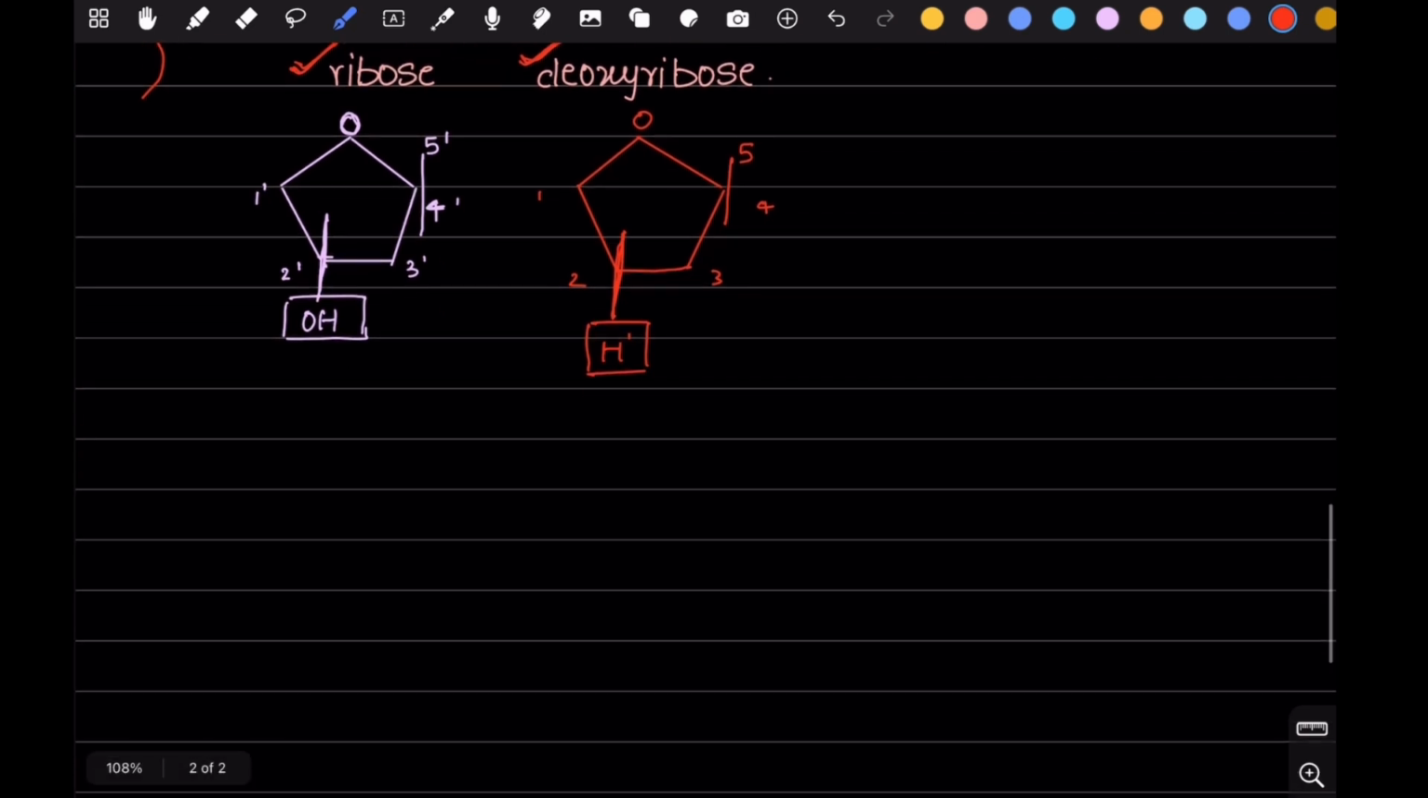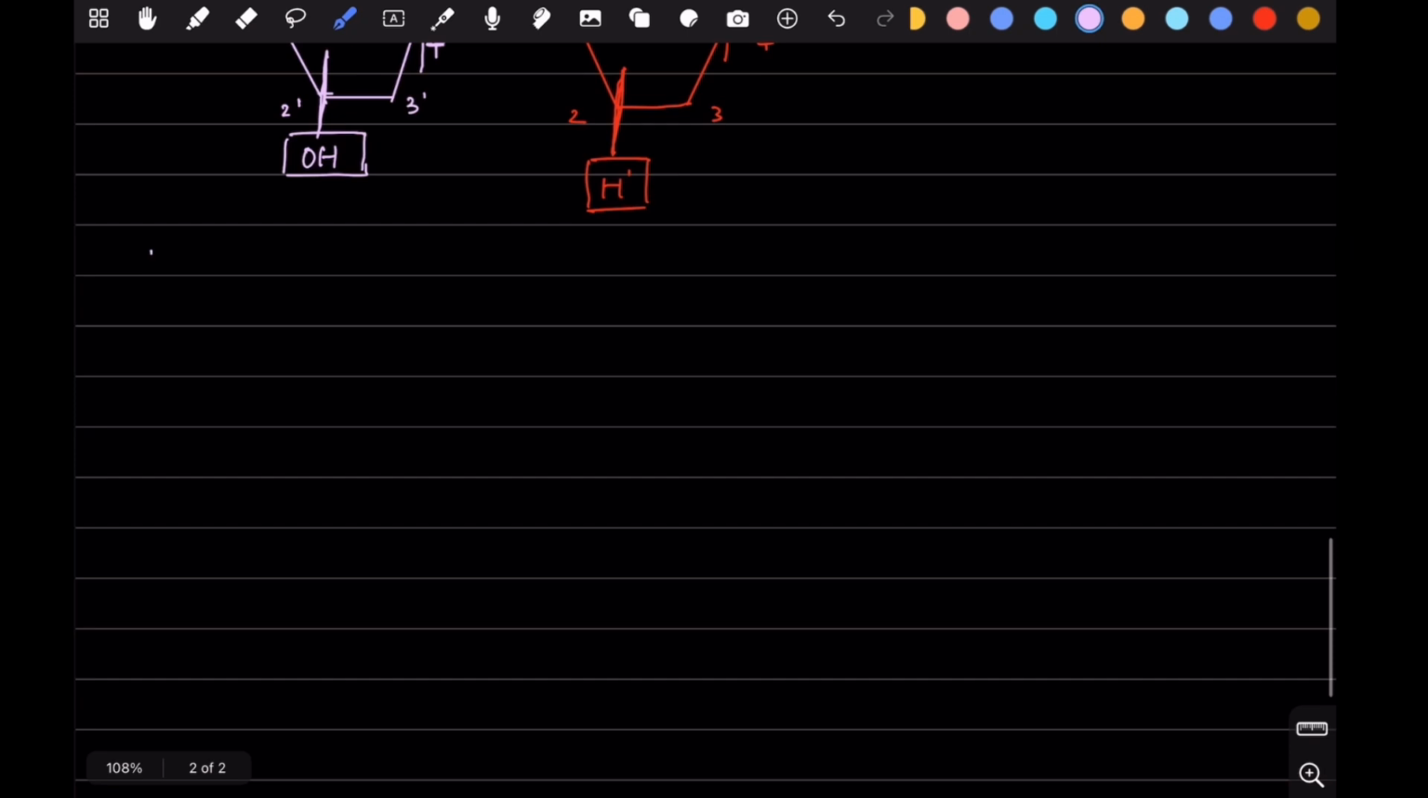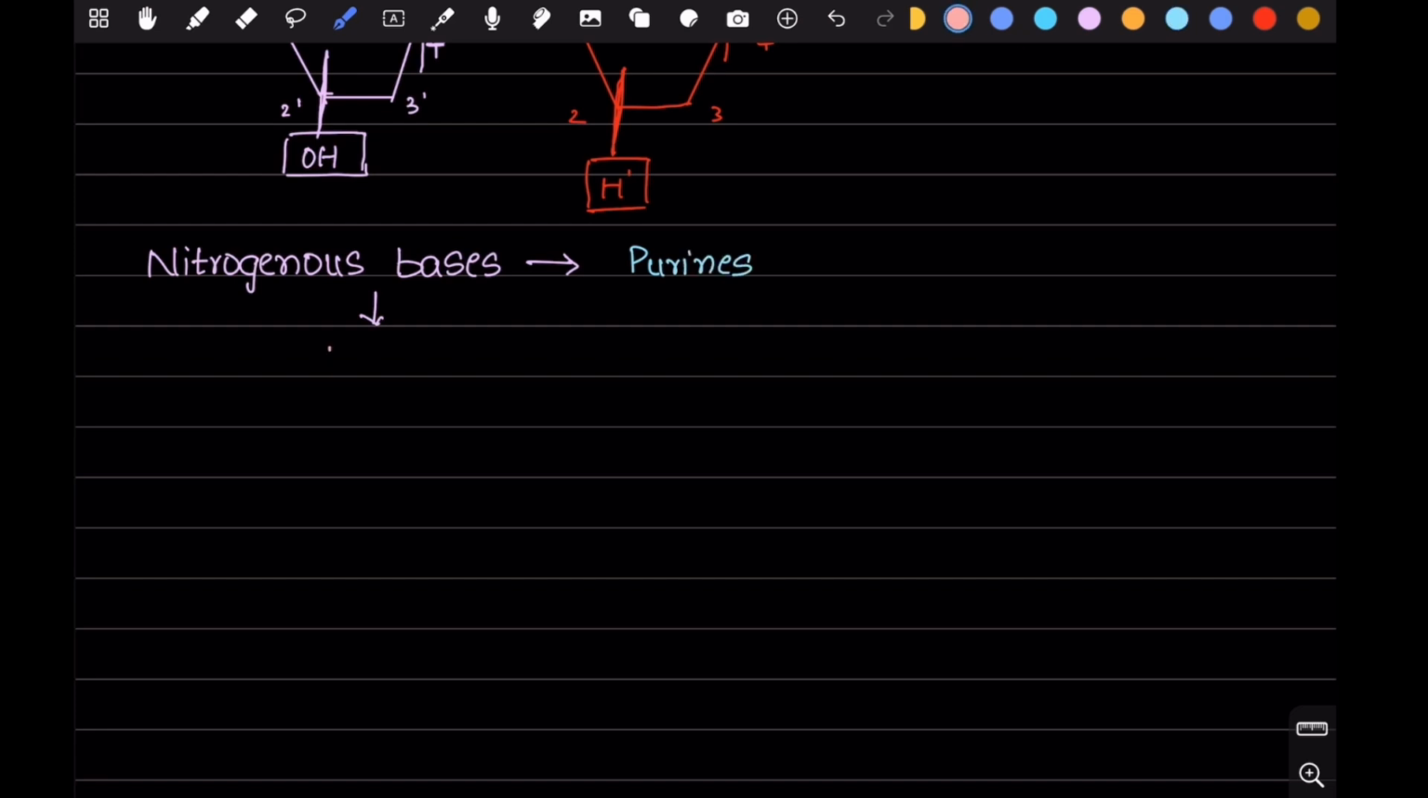And when we come to nitrogenous bases, there are two types of nitrogenous bases. Purines, and another one is called the pyrimidines.